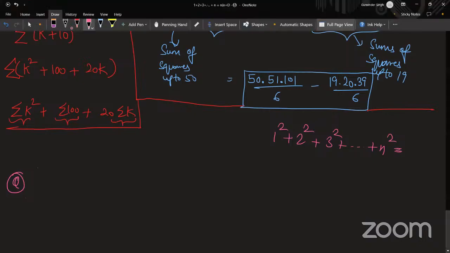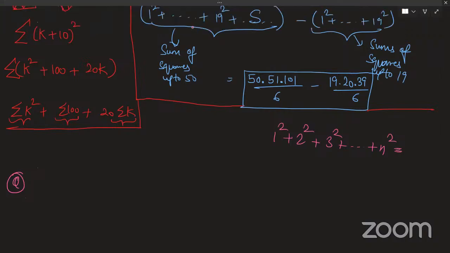No. Can anyone else tell me? Anyone else who has attended yesterday's class? No, it is wrong. Anyone else? n into n plus 1 into 2n plus 1 by 6. Correct. So this is how it came. I substituted n as 19. So this term became 39. Okay?